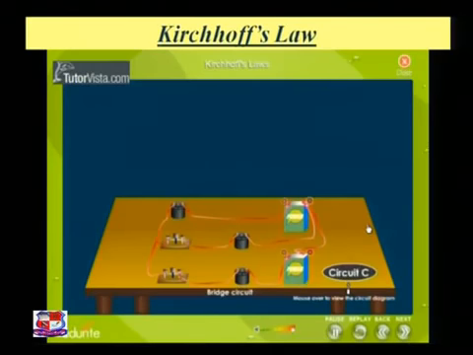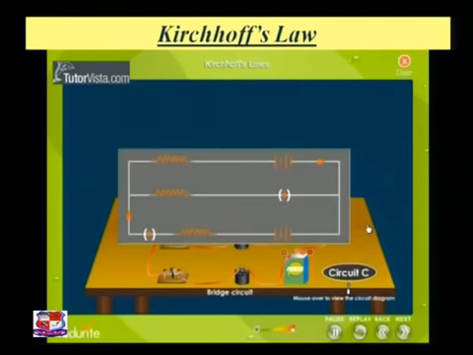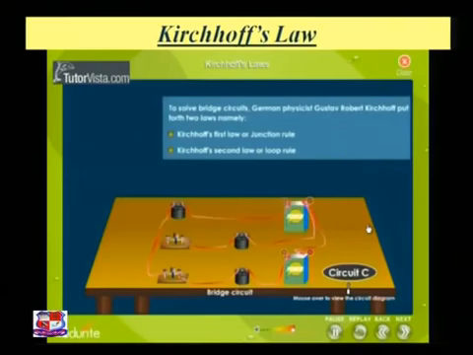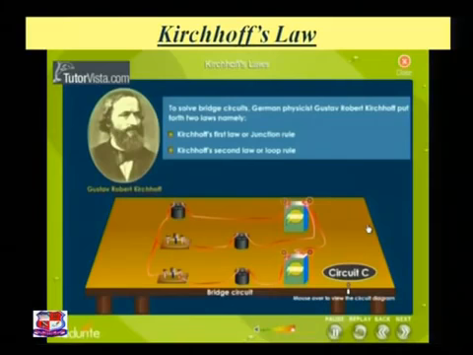But what happens if the circuit looks like circuit C, which has more than one EMF source? That is a bridge circuit, and it cannot be solved using Ohm's law. Then we use Kirchhoff's laws. As Kirchhoff gave two laws, Kirchhoff's current law and Kirchhoff's voltage law, we can easily find any current or any voltage at a node. Let's go through that.